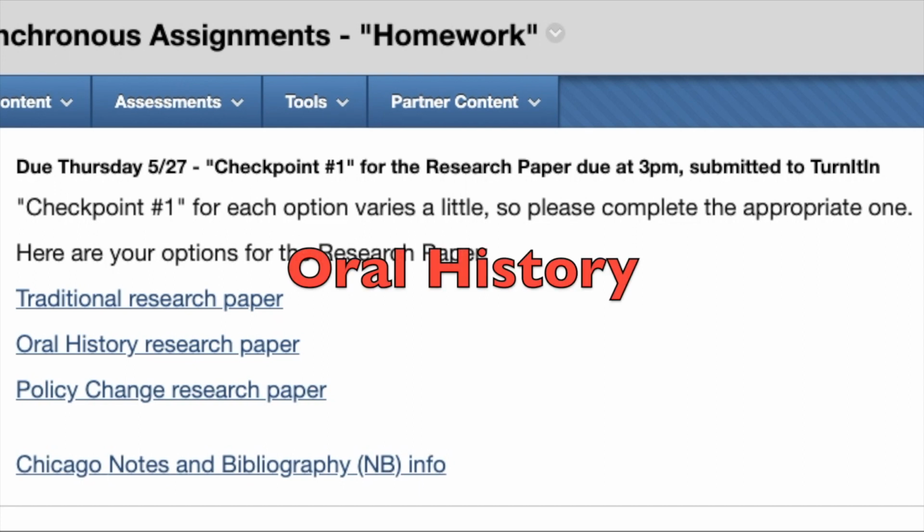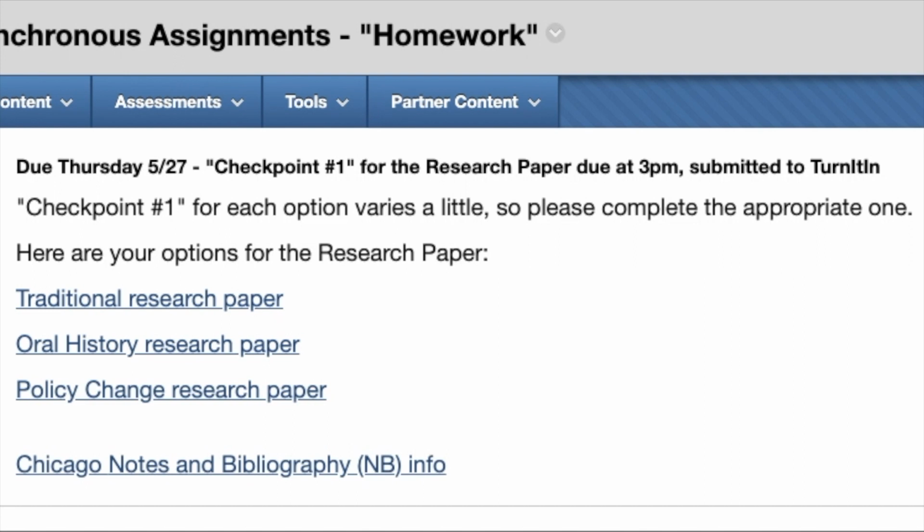Another option is an oral history research paper, where you will conduct an interview with a person who lived through a historical event in American history. Analysis of the oral history by either comparing or contrasting it to how the same event is written about in primary and secondary sources, and developing reasons, explanations for the similarities or differences between the 2 accounts of this event.